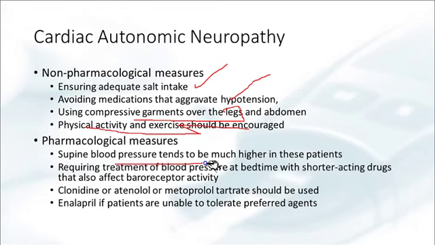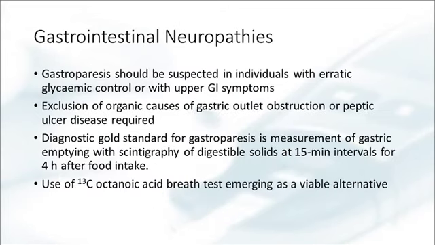Supine blood pressure tends to be much higher in these patients, and their supine blood pressure may require some treatment with blood pressure medication, particularly at bedtime, with short-acting agents that affect the baroreceptor. So there we're looking at something like clonidine, which is very short-acting, or atenolol or metoprolol can be used. Enalapril can be suggested in patients who are unable to tolerate these agents, but remember that enalapril itself is associated with hypotension, and therefore the preferred agents are either clonidine, atenolol, or metoprolol.